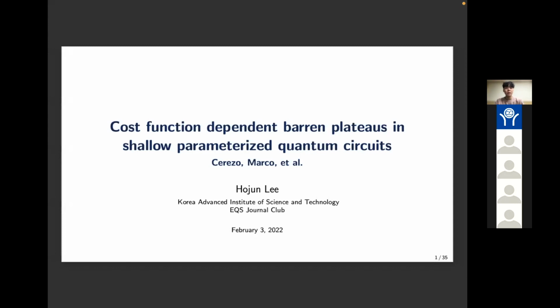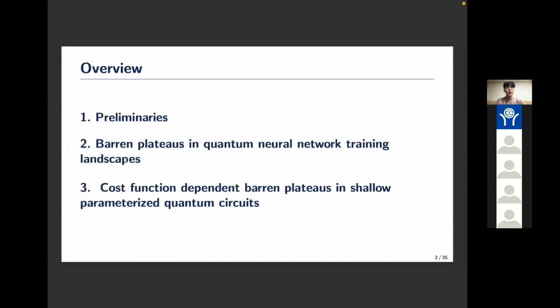Today, I'll present this paper, Cost Function Dependent Barren Plateaus in Shallow Parameterized Quantum Circuits. First, I'll explain some preliminaries. Then I'll review the paper Barren Plateaus in Quantum Neural Network Training Landscapes, which is the first paper to mention barren plateaus. Then I'll review the main paper.